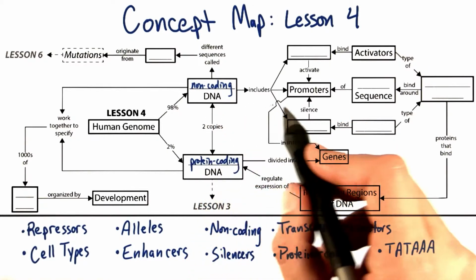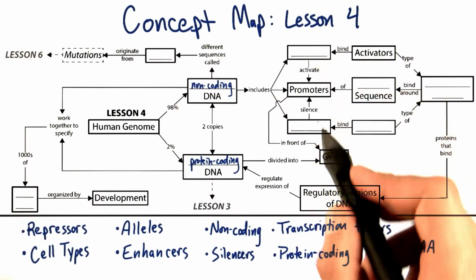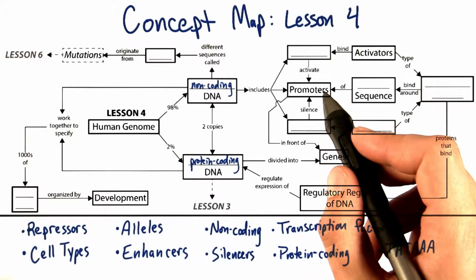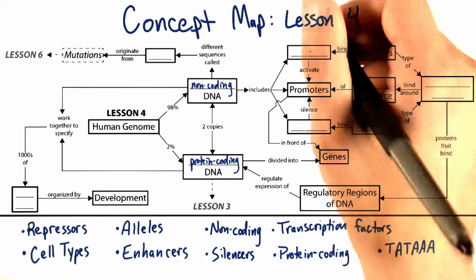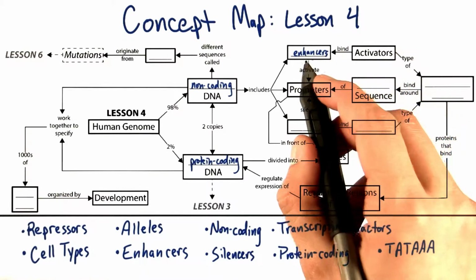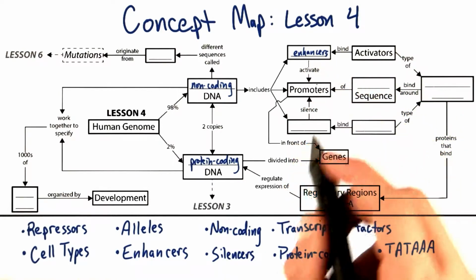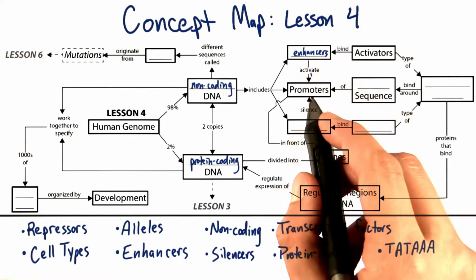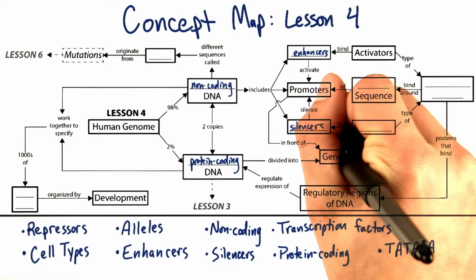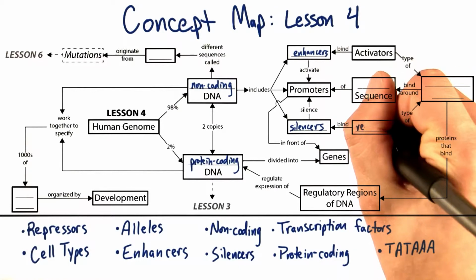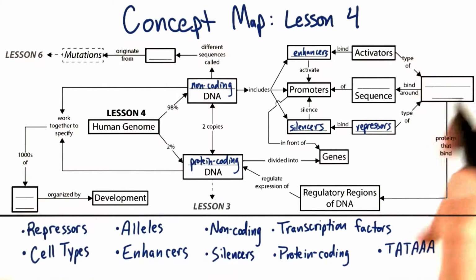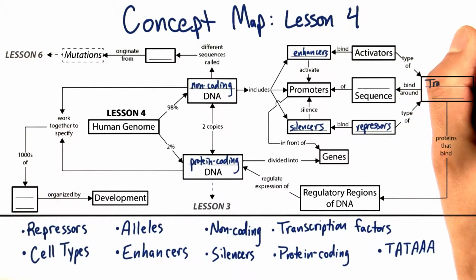Now, non-coding DNA includes 3 main types of non-coding sequence that we discussed. One type was a promoter. Another type was an enhancer. Now, enhancers are bound by activators. So that's how we knew enhancers went here instead of here. We know that if promoters and enhancers are 2 of the types, then the third type are silencers. Silencers are bound by repressors. And activators and repressors are types of transcription factors.